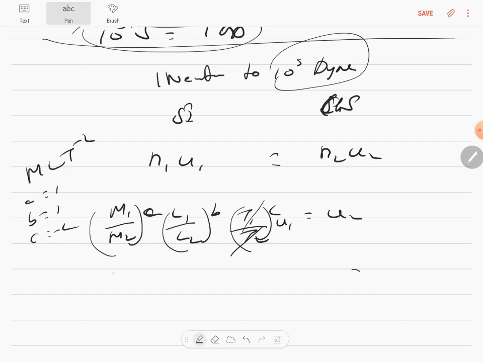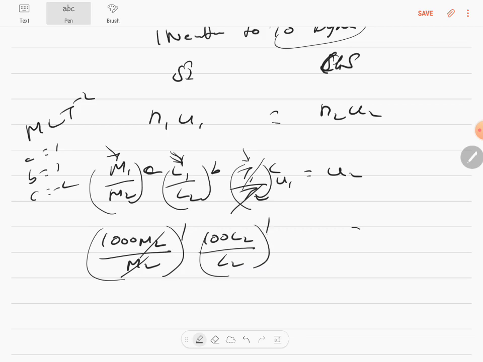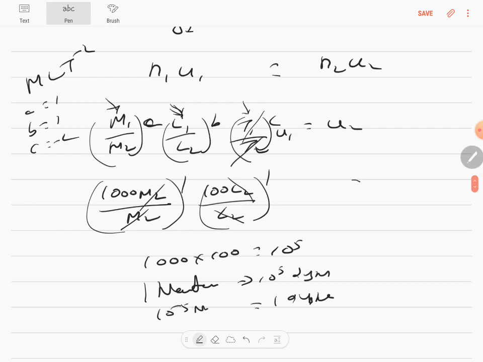And the left side is the SI unit. You have to convert all the SI units into CGS. 1 kg is 1000 M2 by M2. M2 get cancelled. To the power A is 1. L1 itself is 1 meter, which is 100 centimeter, 100 L2 by L2 to the power B is also 1. Seconds and seconds anyway get cancelled. So it's 1000 into 100, which is 10 to the power 5. That's how 1 Newton became 10 to the power 5 dyne. Suppose they ask you what is 1 dyne. Obviously, you know it's 10 to the power minus 5 newtons.